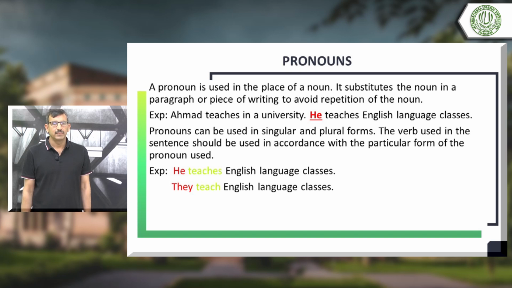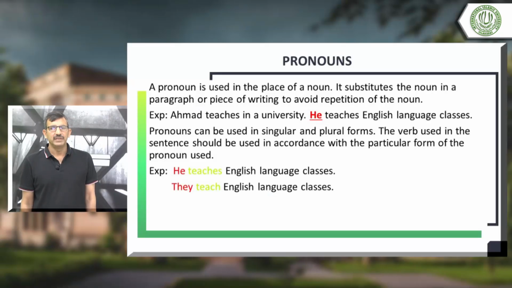For example, Ahmed teaches in a university. He teaches English language classes. The first noun is Ahmed and in the second sentence the pronoun he denotes Ahmed. So, instead of using Ahmed again and again in every single sentence, we substitute Ahmed with he in the second sentence, and in the same way we carry forward with this.